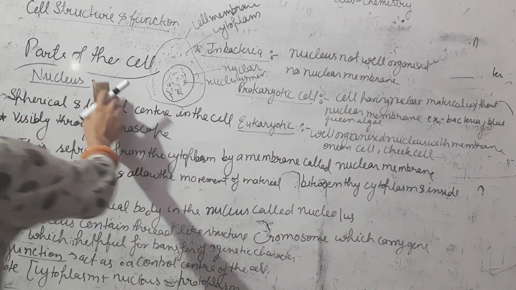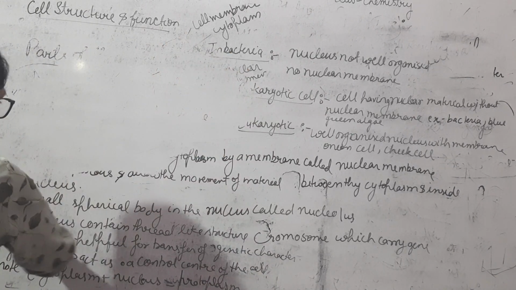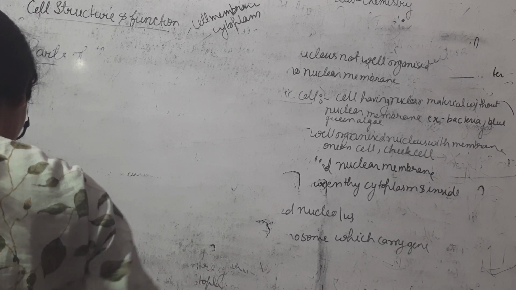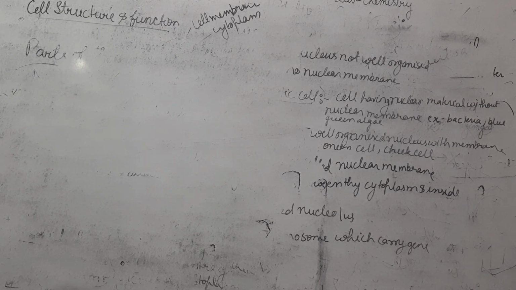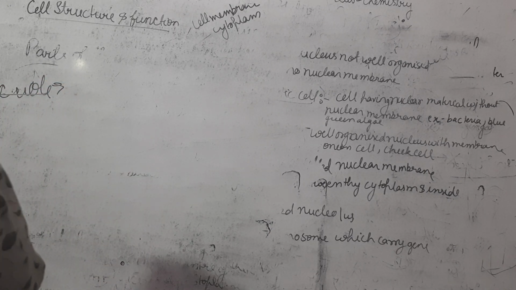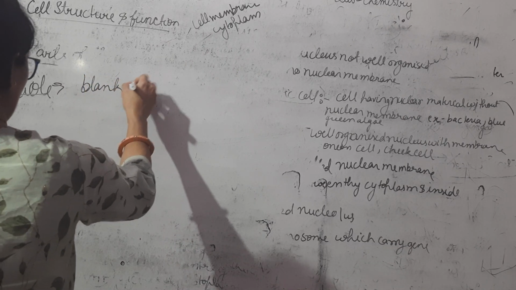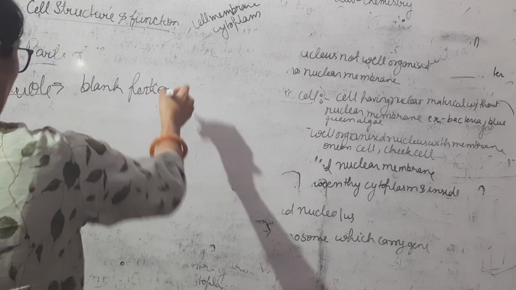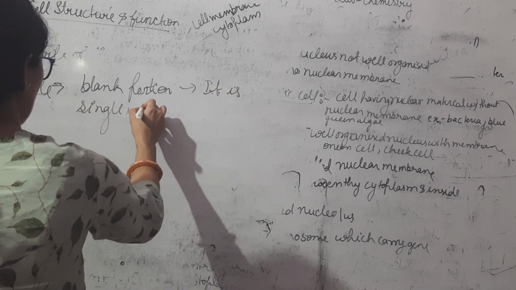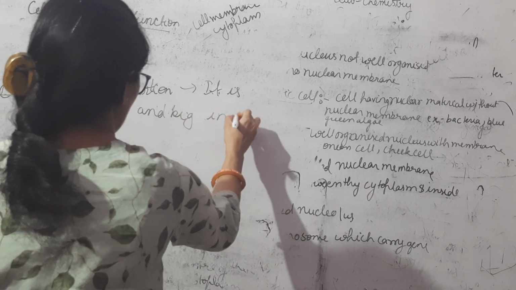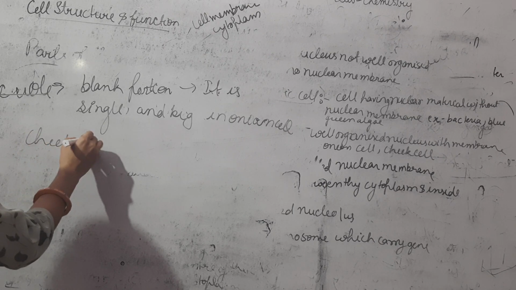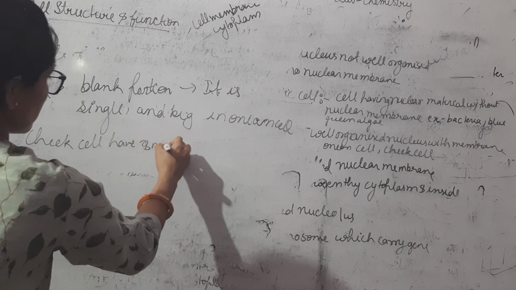Now some other organelles are also present in the cell, like vacuoles. We talk about vacuoles. A vacuole is an organelle, a blank portion. It is single and big in the onion cell. The cheek cell has smaller vacuoles.